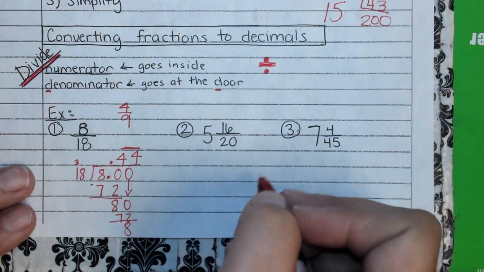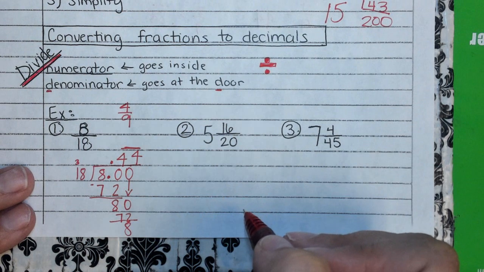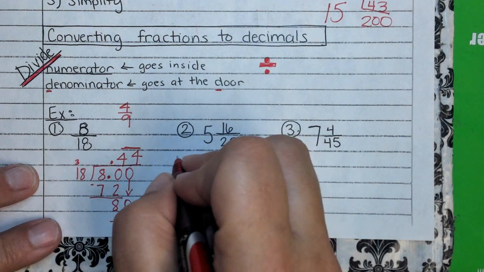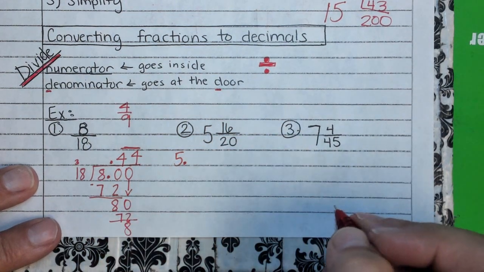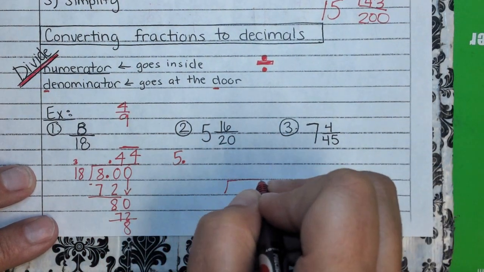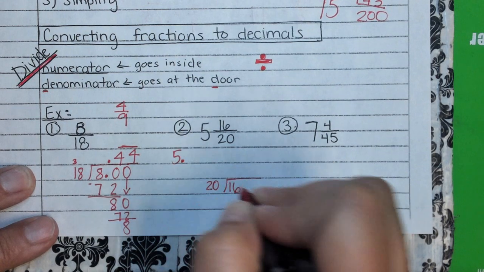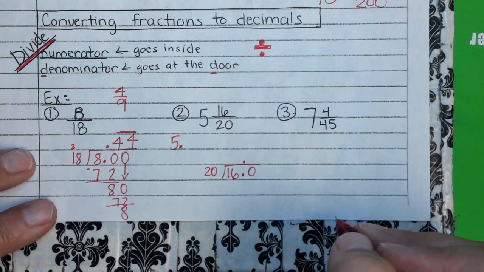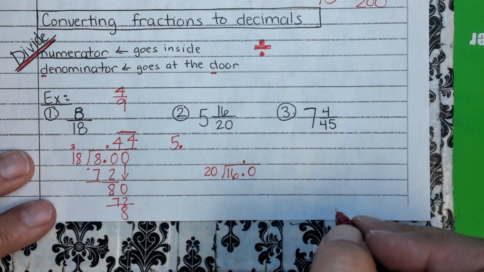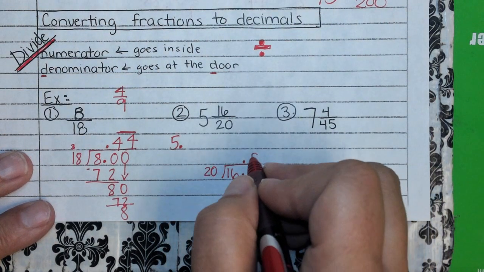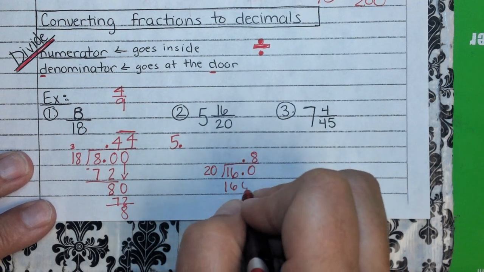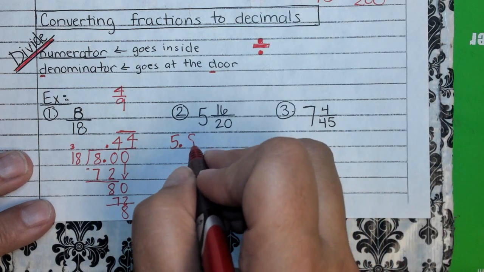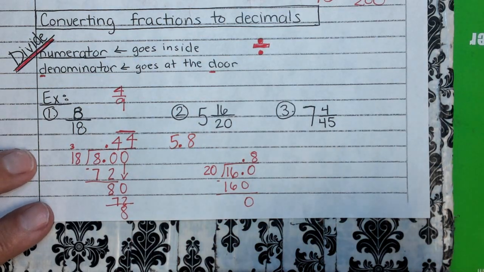We got 5 and 16/20ths. What do I do with my whole number? Nothing. We just put it over to the side. Okay? And then I have 16 divided by 20, decimal and 0. How many times will 20 go into 160? 8 times. 8 times 20 is 160, and I have nothing left over. So that becomes 5 and 8/10.